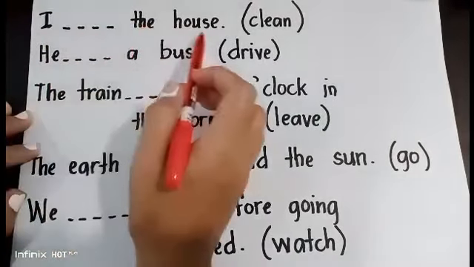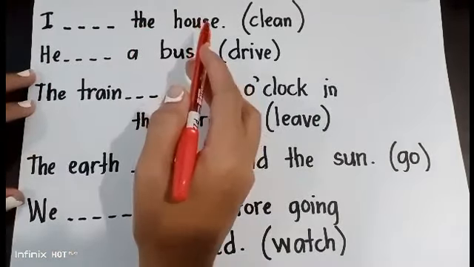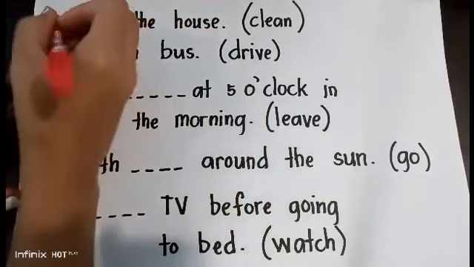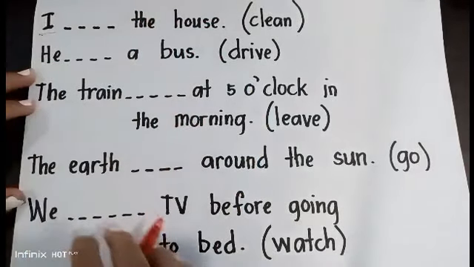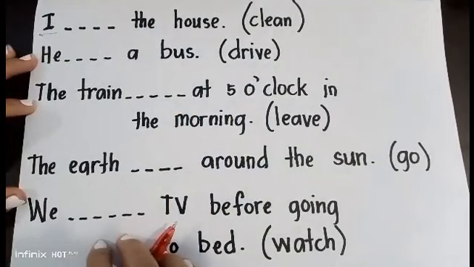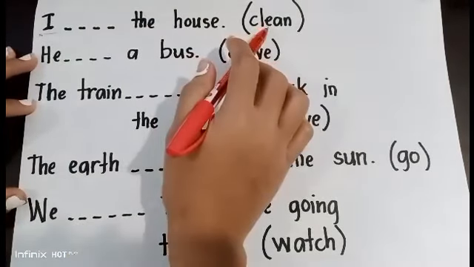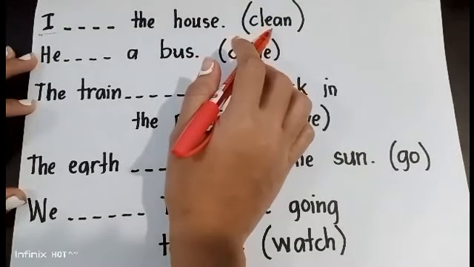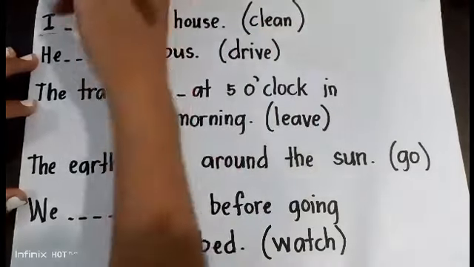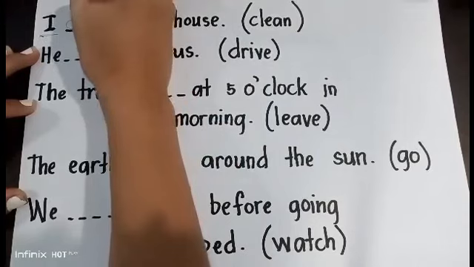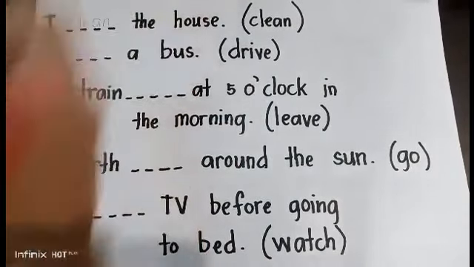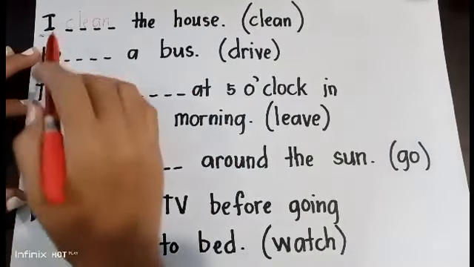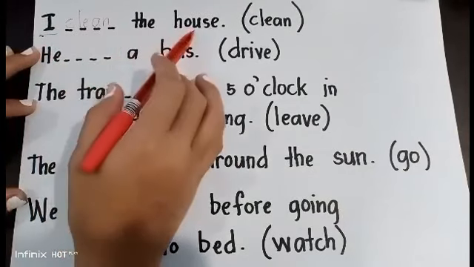I blank the house. Look at here your subject. It's I. I is a plural subject. Therefore, you must use the verb in plural verb form. Okay, so it becomes clean. So I clean the house.